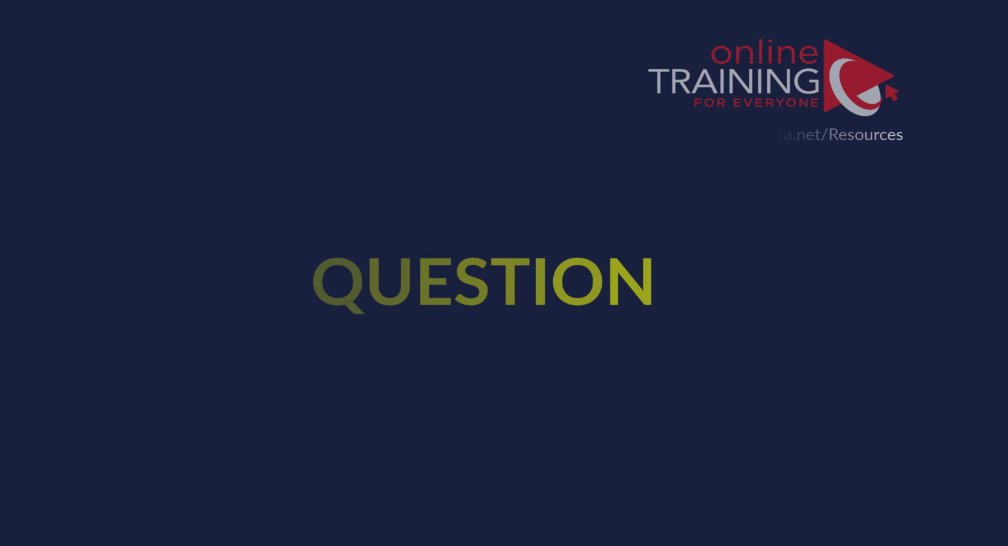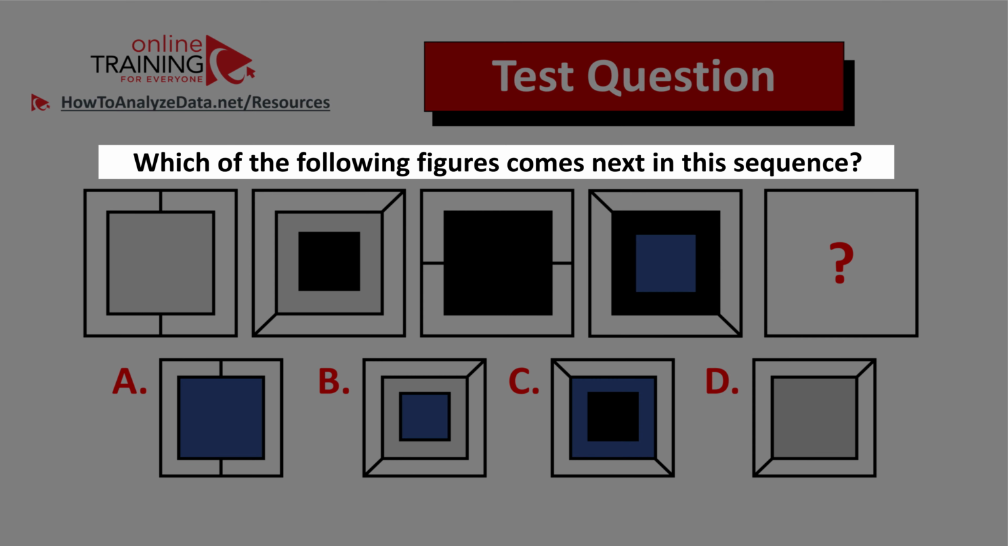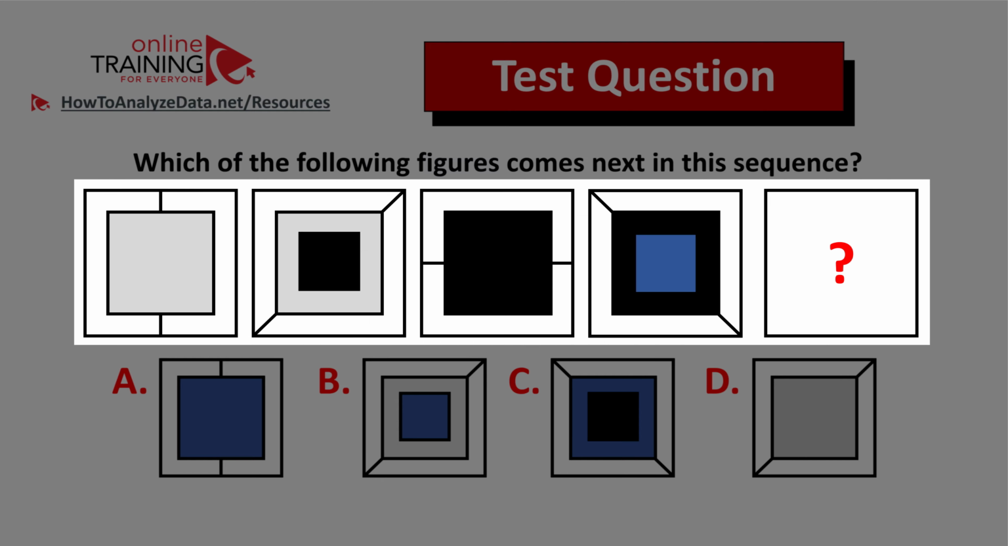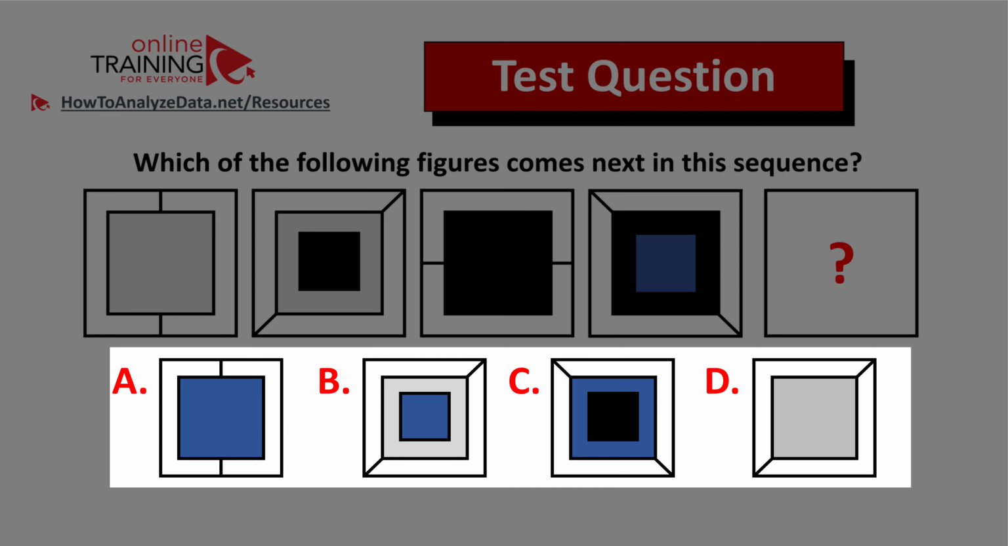Let me share with you a tricky question from the test. I have confidence, though, that you might figure out the answer. Here's the question. Which of the following figures comes next in this sequence? And you're presented with the sequence of 5 figures, and figure number 5 is missing. You have 4 different choices to choose from. Choices A, B, C, and D.